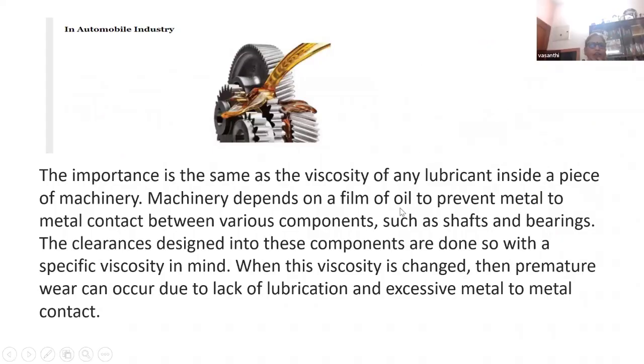So the viscosity of any lubricant inside a piece of machinery. Between two moving parts you apply lubricant so that they don't rub each other. The moving parts don't get eroded due to actual rubbing. But during summer, when you use a lubricant, a high viscosity liquid should be used because it should not flow. During summertime, if you use a low viscosity liquid, it will flow away. As temperature increases, viscosity decreases, and it will flow away from the moving part, isn't it?